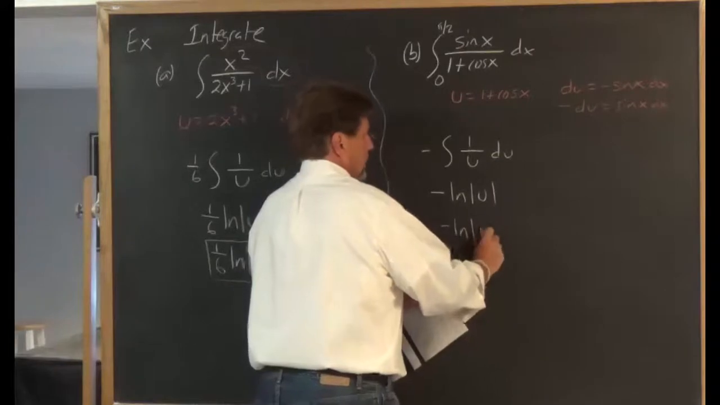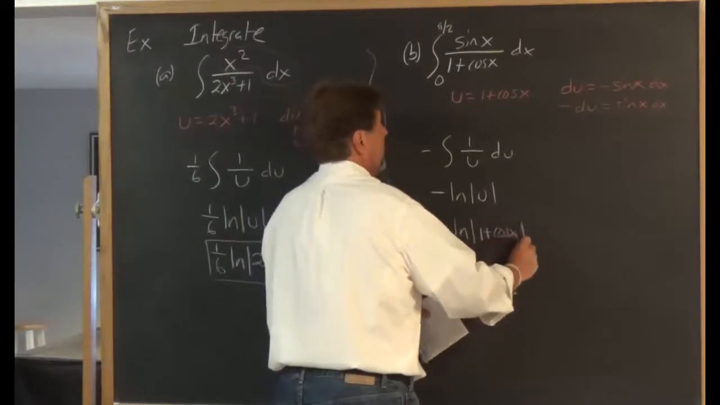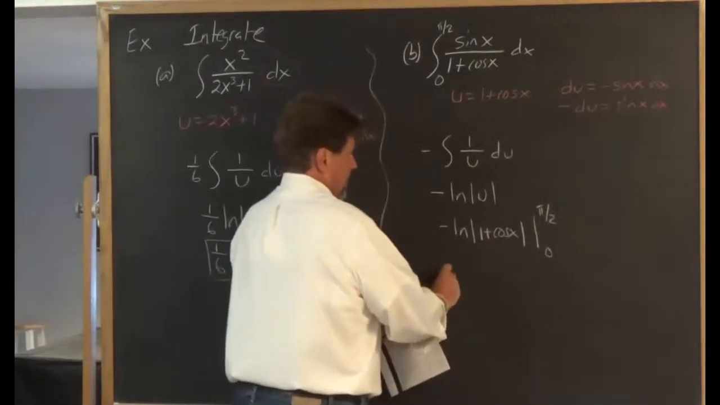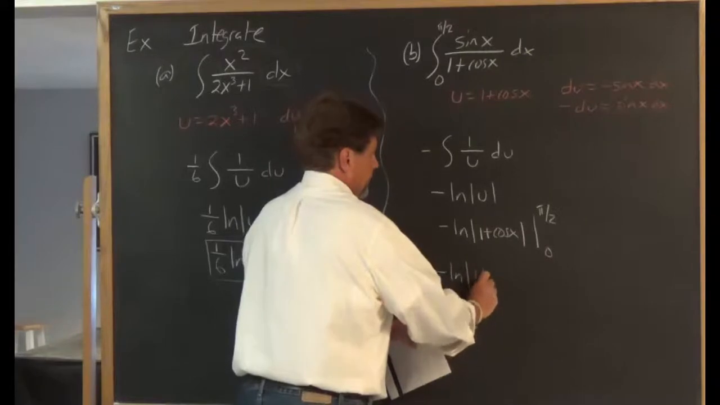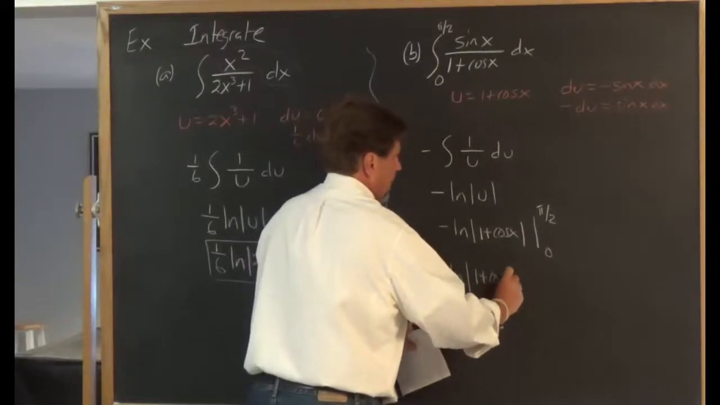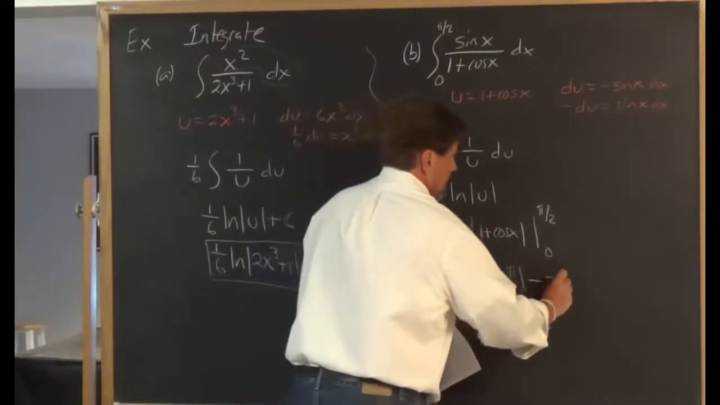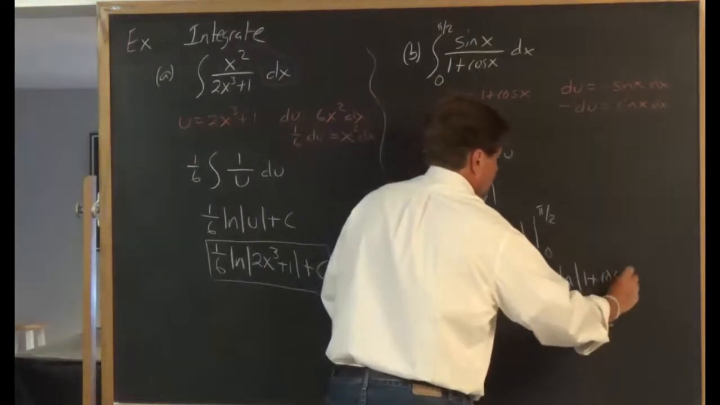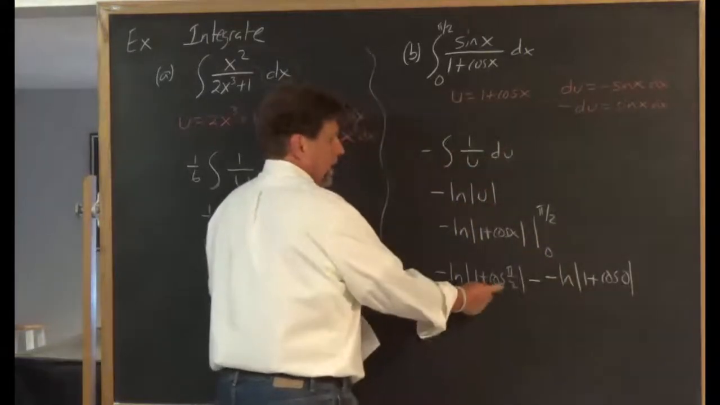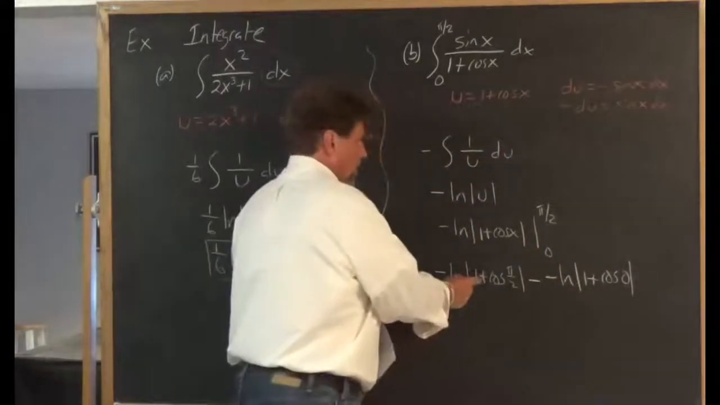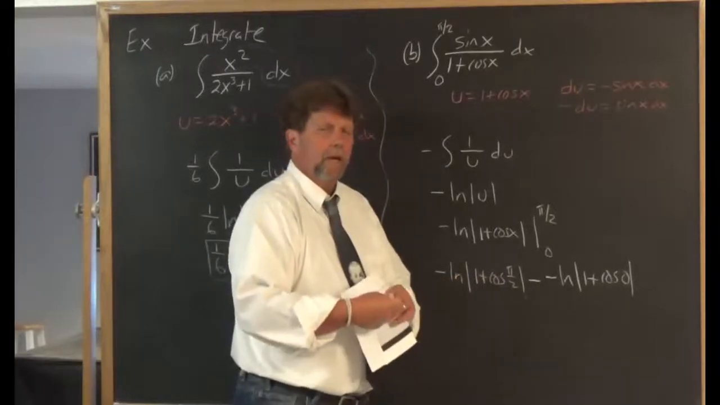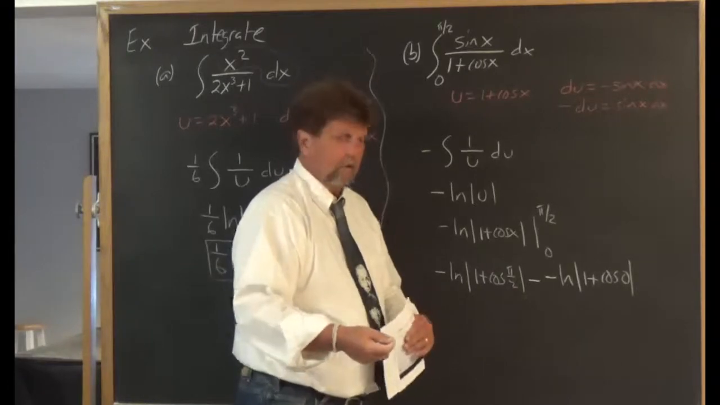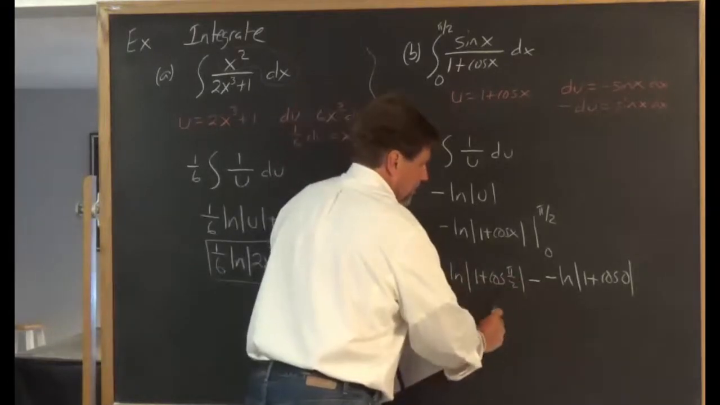Resubstitute. So that gives me a 1 plus cosine x. Bring back the original limits of integration. So I have negative natural log, absolute value 1 plus cosine pi over 2 minus negative natural log 1 plus cosine of 0. Alright, cosine of pi over 2 is 0. 1 plus 0 is 1. The natural log of 1 is 0. So all of this becomes 0.